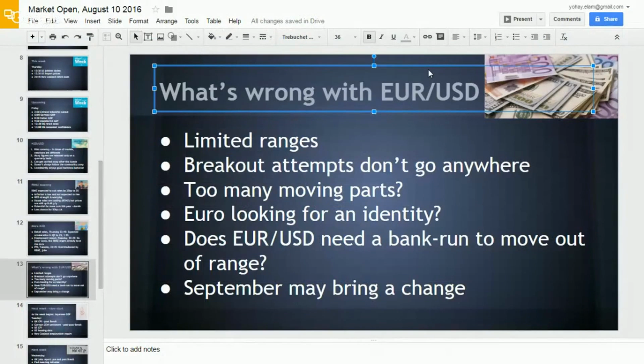Okay, let's return to what we talked about regarding the euro. So as I said, the breakout attempt, as we've seen now, didn't go anywhere, and it's not the first time. So what's wrong with euro dollar? Does it have too many moving parts? Remember, the world's most traded, most popular currency pair.